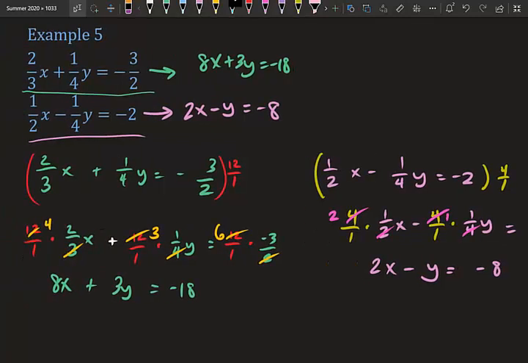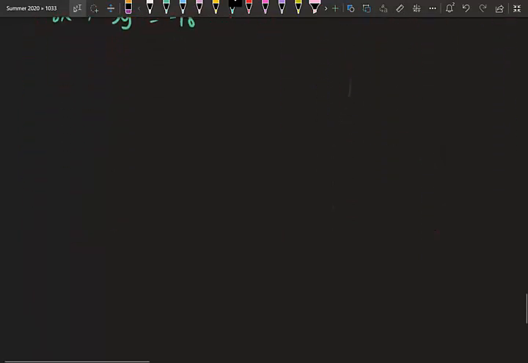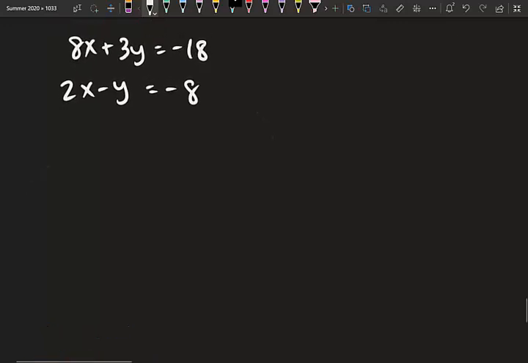All right, so I'm going to rewrite them now top and bottom, where we have some space. So we have 8x plus 3y equals negative 18. That was the green one. And then our purple one, we have 2x minus y equals negative 8. Okay, so now we're going to do the elimination method.